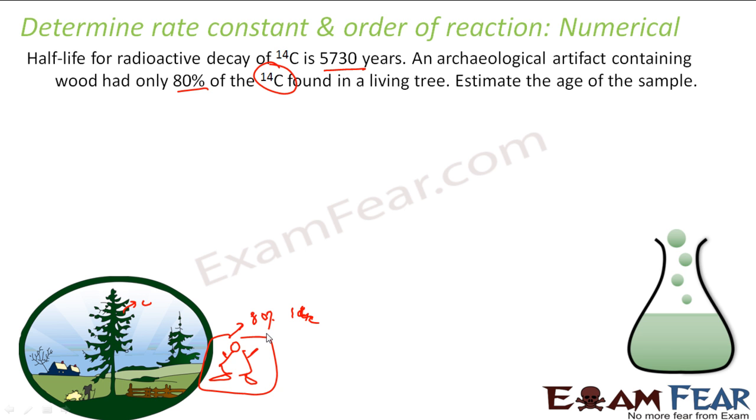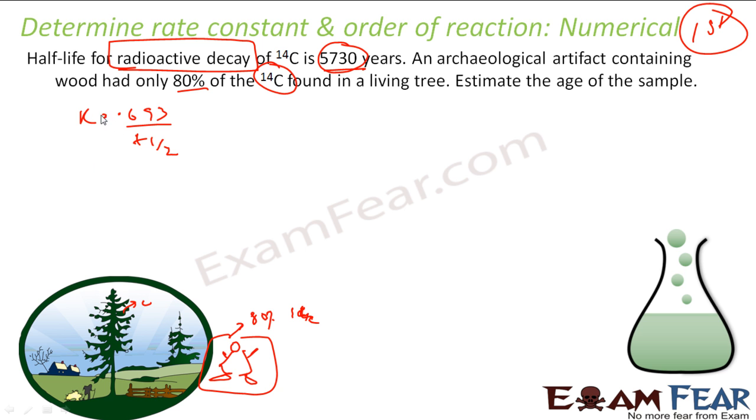Here the order of the reaction is not given, but we know it's a radioactive decay, and all radioactive decay is first order. Since it is first order, we are talking about T half. Half-life is given, so we can find the value of K. We know that K is 0.693/T half for first order. That is 0.693/5730 years, which is 1.21 × 10^-4 per year. That is the value of K.